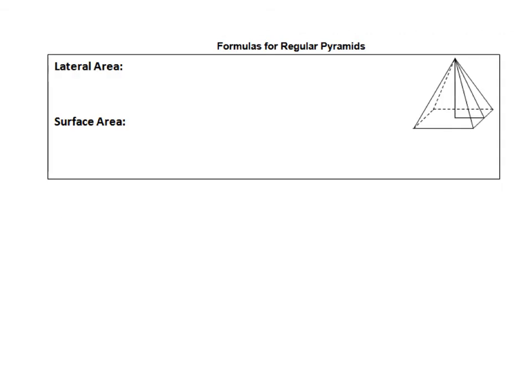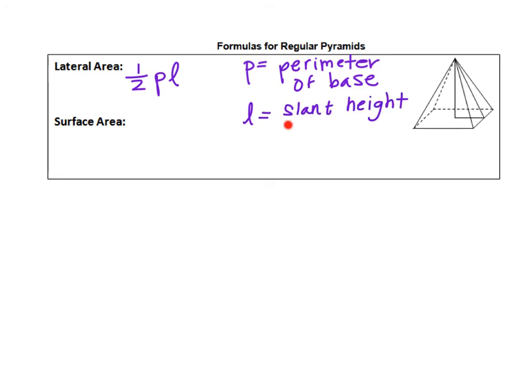All right, so we have a nice little formula to find the lateral area. That's going to be 1/2 P times L. So P is the perimeter of the base. So in order to find the perimeter of the base, we will need to know how long each side is of your base, and we can add those together. So that's perimeter. The L, we just talked about that on the last slide, that is your slant height of the pyramid. So L is your slant height. So that gives you the lateral area.